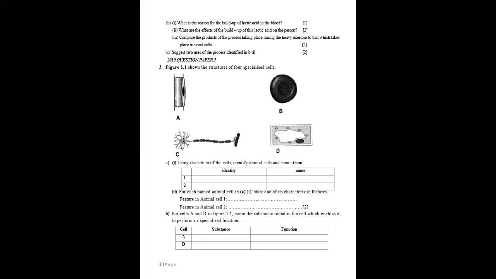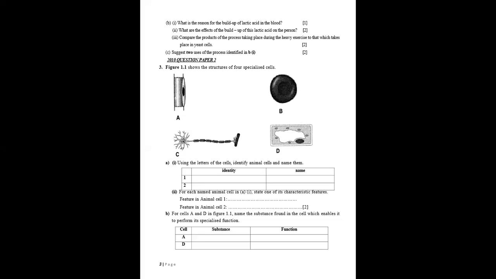Before we go to question three, we're remaining with one question on question two. C, suggest two uses of the process identified in B. It is used in industry to make dairy food products like cheese, yogurt, etc. Then another one is it is used in the pharmaceutical industry to make medicine.